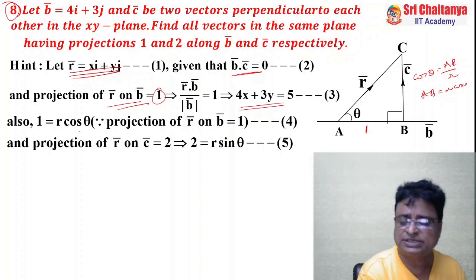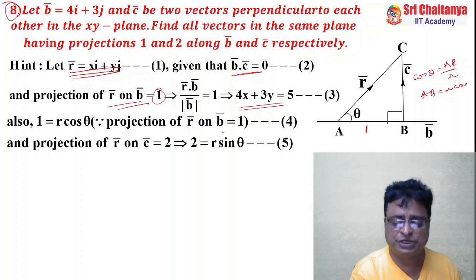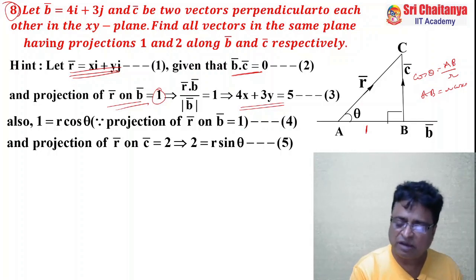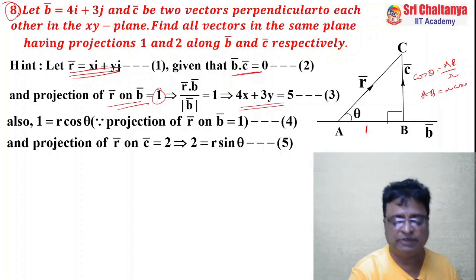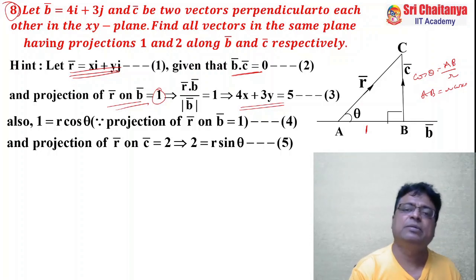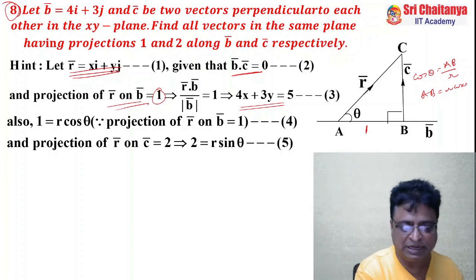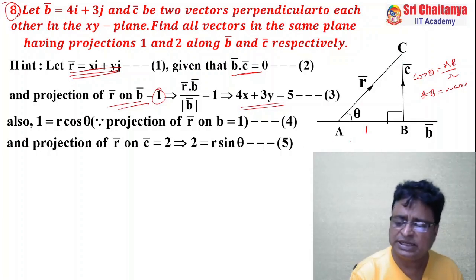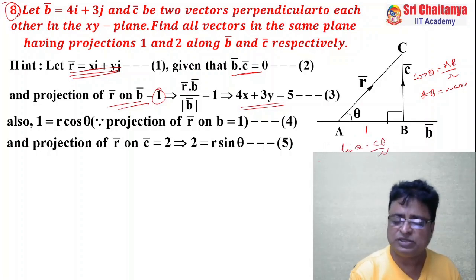So I got two equations. 1 is equal to R cos theta, because the projection of R bar on B bar is equal to 1. So one way I have applied the right angle triangle concept, and another way I have applied the projection concept by vector algebra. Similarly, the projection of R bar on C bar equal to 2. Projection is given as 2. So sin theta you take. What is sin theta? Sin theta is equal to CB by R. So CB is equal to R sin theta. You take it like this. Okay.